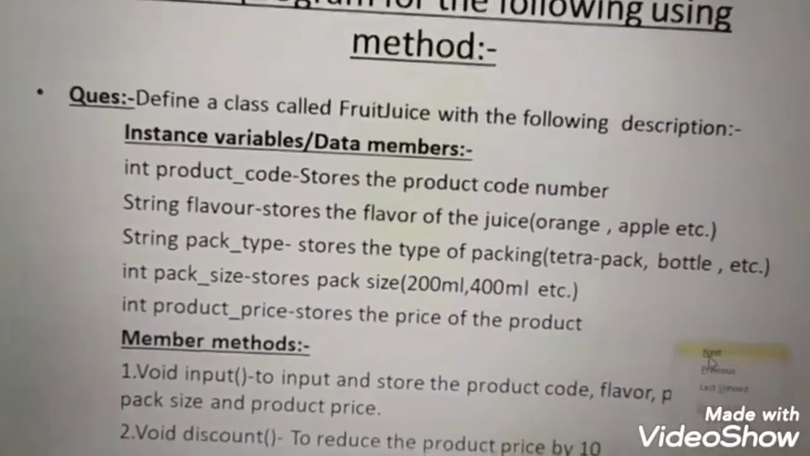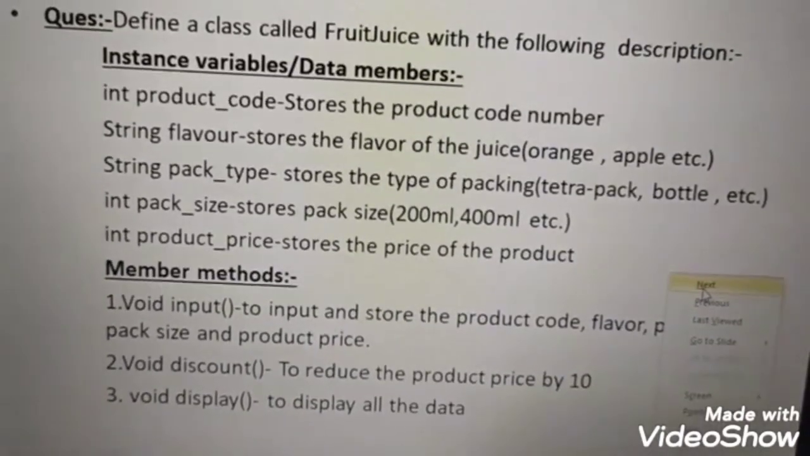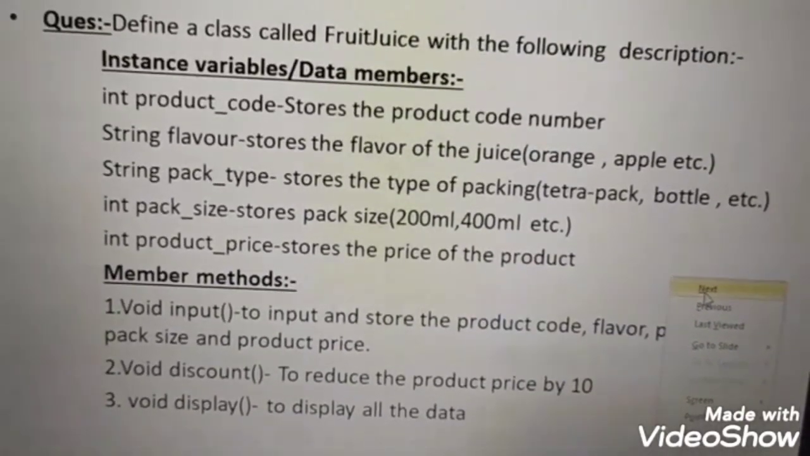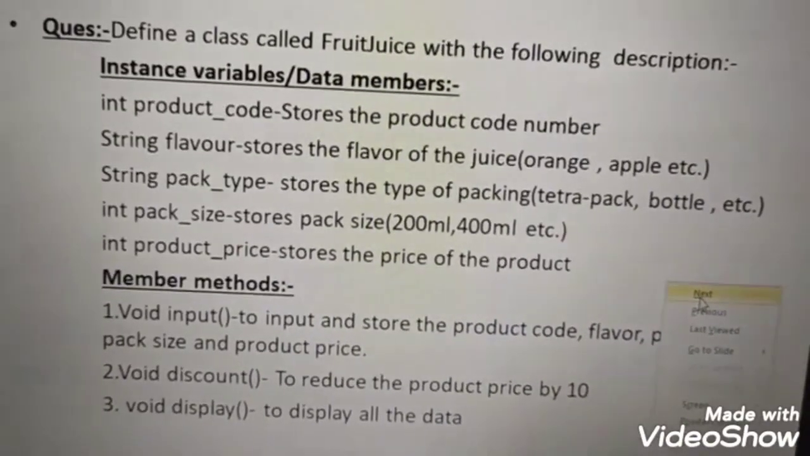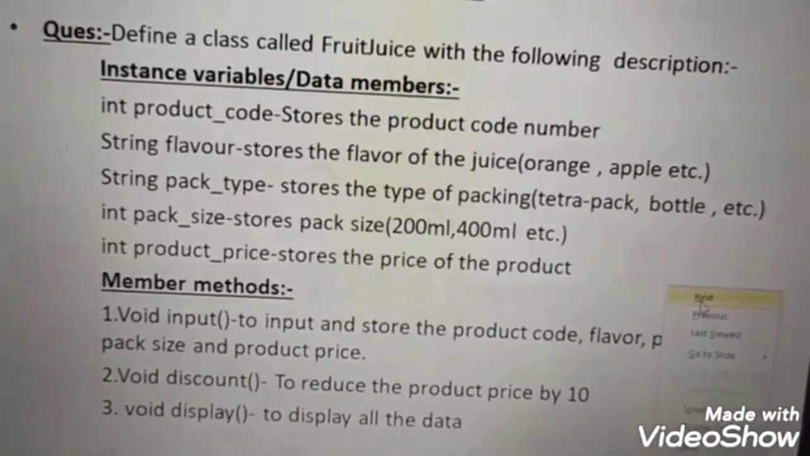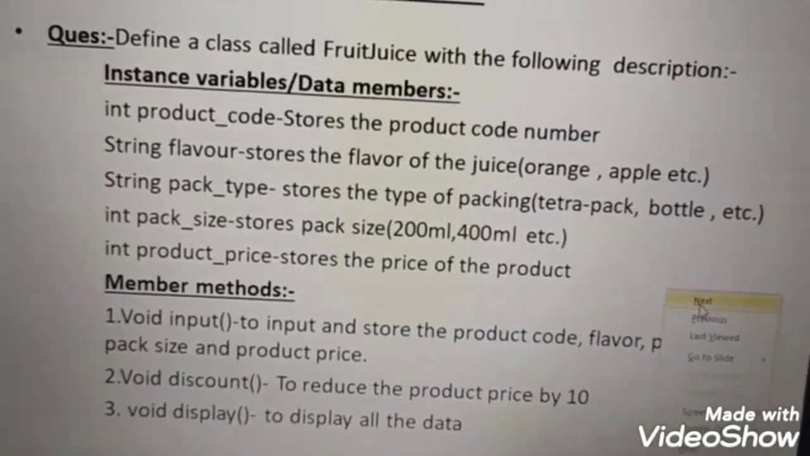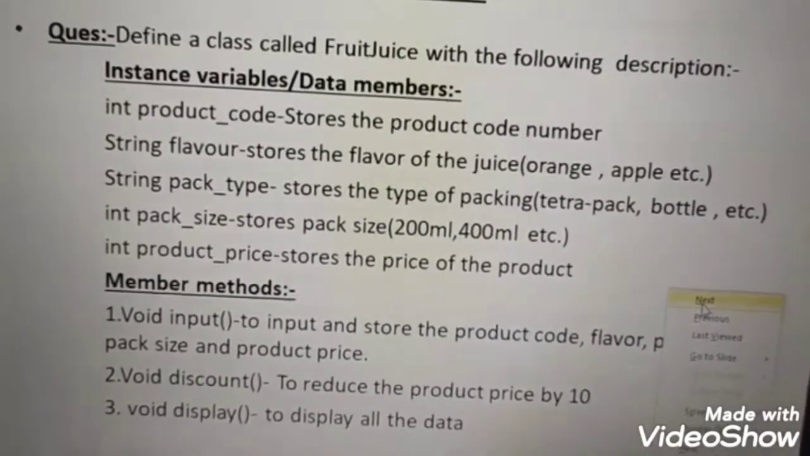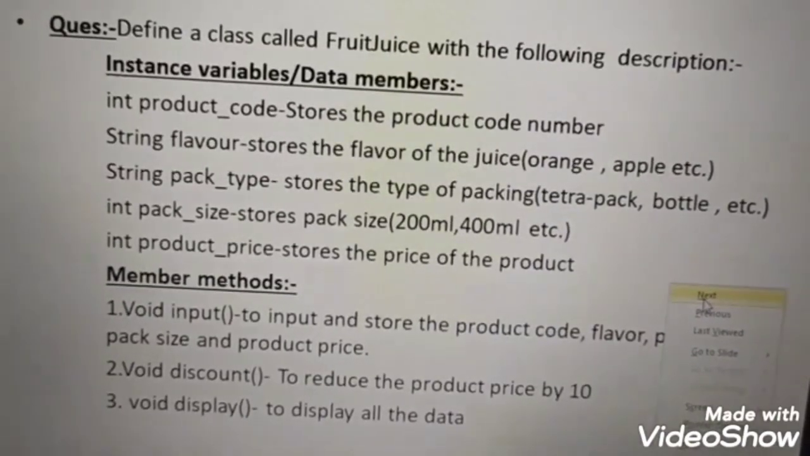Now what we have to do there: we have three methods. So that is the input method, through which we have to input all the data. The discount method will calculate the discount, or reduce the price by 10. The discount is given as 10 rupees, so the price has to be reduced by 10. The display method shows all the details, that is product code, flavor, pack type, size and product price.